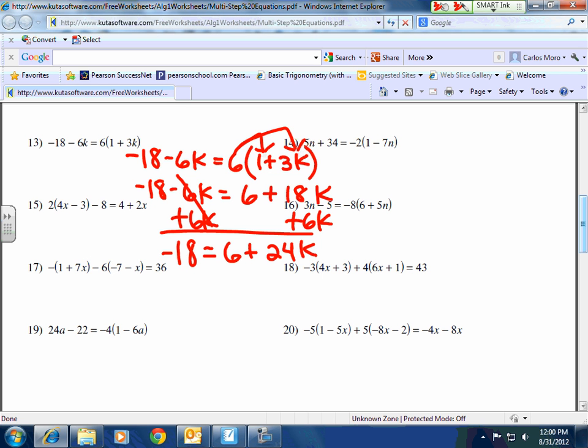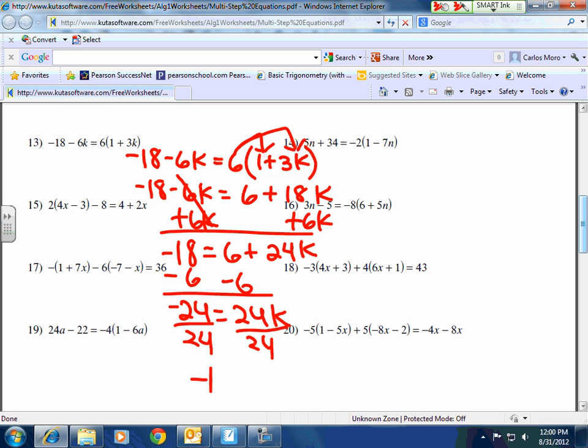Now I have a two-step equation. I got to get rid of the 6 because it's being added to the 24k. I undo addition and subtraction first. I subtract 6 to both sides. Negative 24 equals 24k. The relationship between 24 and k is multiplication. I undo multiplication with division. Divide 24 to both sides, and negative 1 equals k.